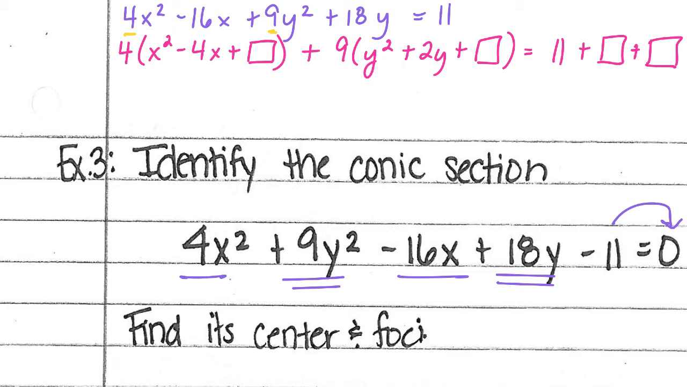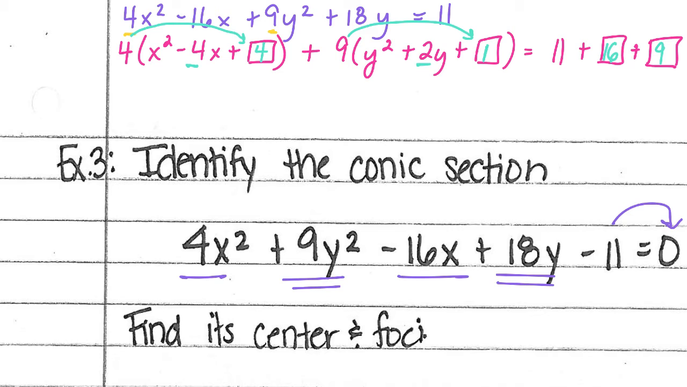I'm going to complete the square by taking half of negative 4, which is negative 2, square it, and I get 4. But because of this 4 on the outside, I didn't really just add 4, I added 16. Half of 2 is 1, 1 squared is 1. Because of this 9 on the outside, I actually added 9 times 1, which is 9.